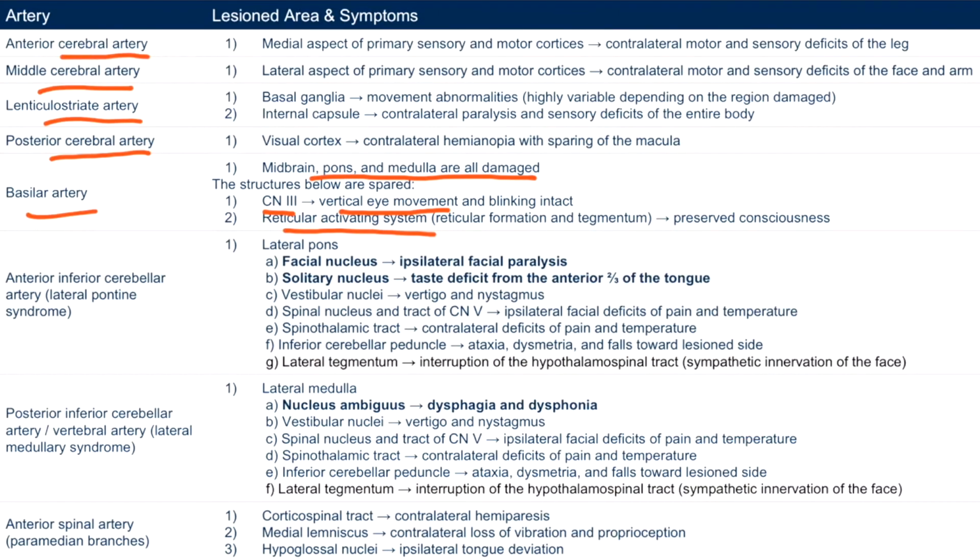Cranial nerve 3 also innervates the levator palpebrae superioris muscle, which is responsible for opening the eye. Because this muscle is under conscious control, patients can relax the muscle, causing the eye to close. This is why patients with a basilar artery occlusion can blink, so blinking is intact. For step 1, it's important to know that the reticular activating system includes the reticular formation and the tegmentum. Let's pull up some images to make this a little clearer.